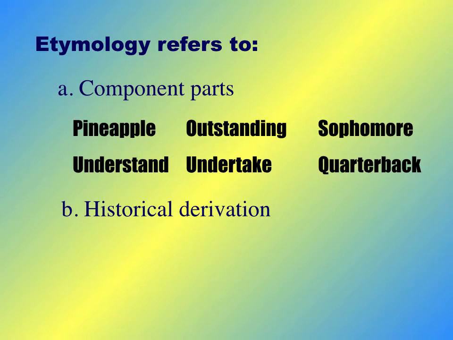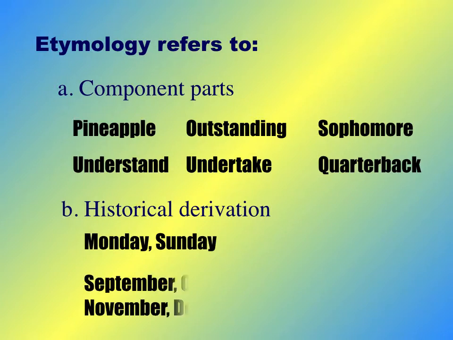Etymology can also mean historical derivation, where the word came from. The word Monday came from the word moon day. Sunday came from the word Sunday, because back in ancient times, the sun and the moon were worshipped. But of course, we would never think of Monday as being moon day or Sunday as being Sunday. The months are really interesting. September, the word sept means 7. October, the word oct means 8. November, the word nov means 9. And December, as in decimal, the word des means 10.